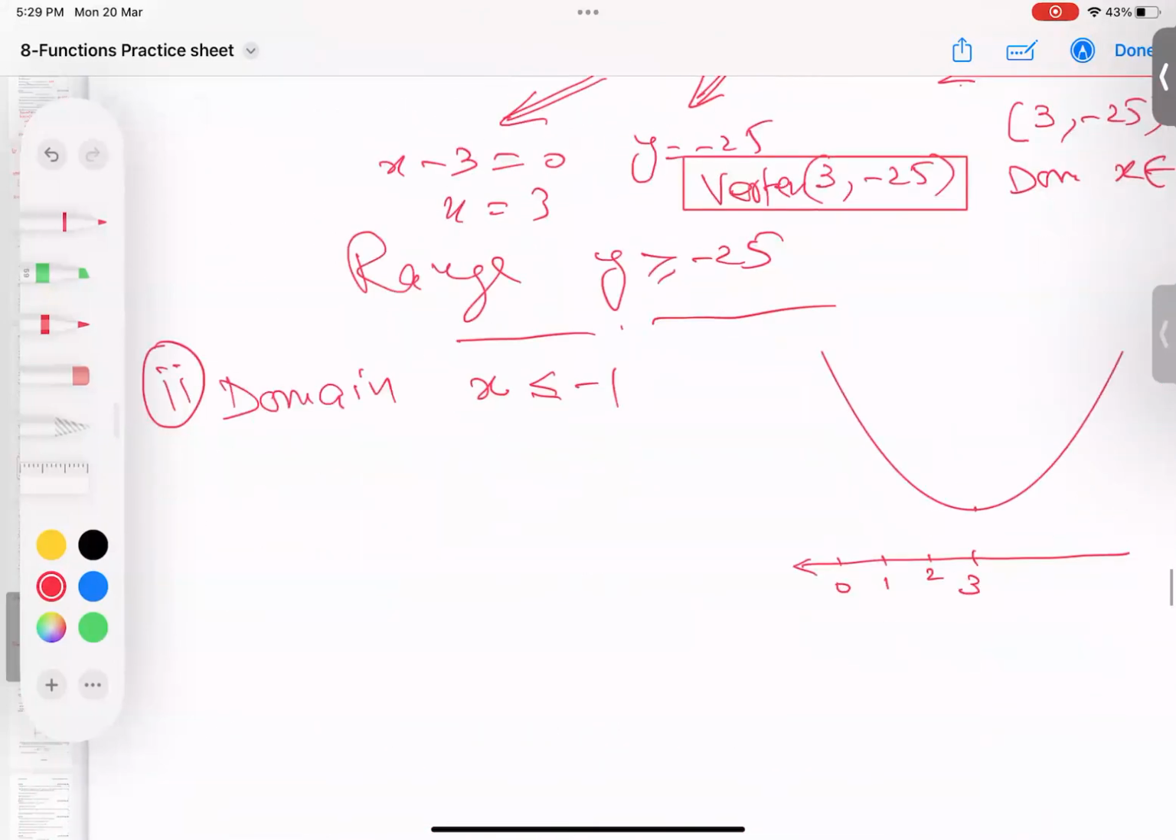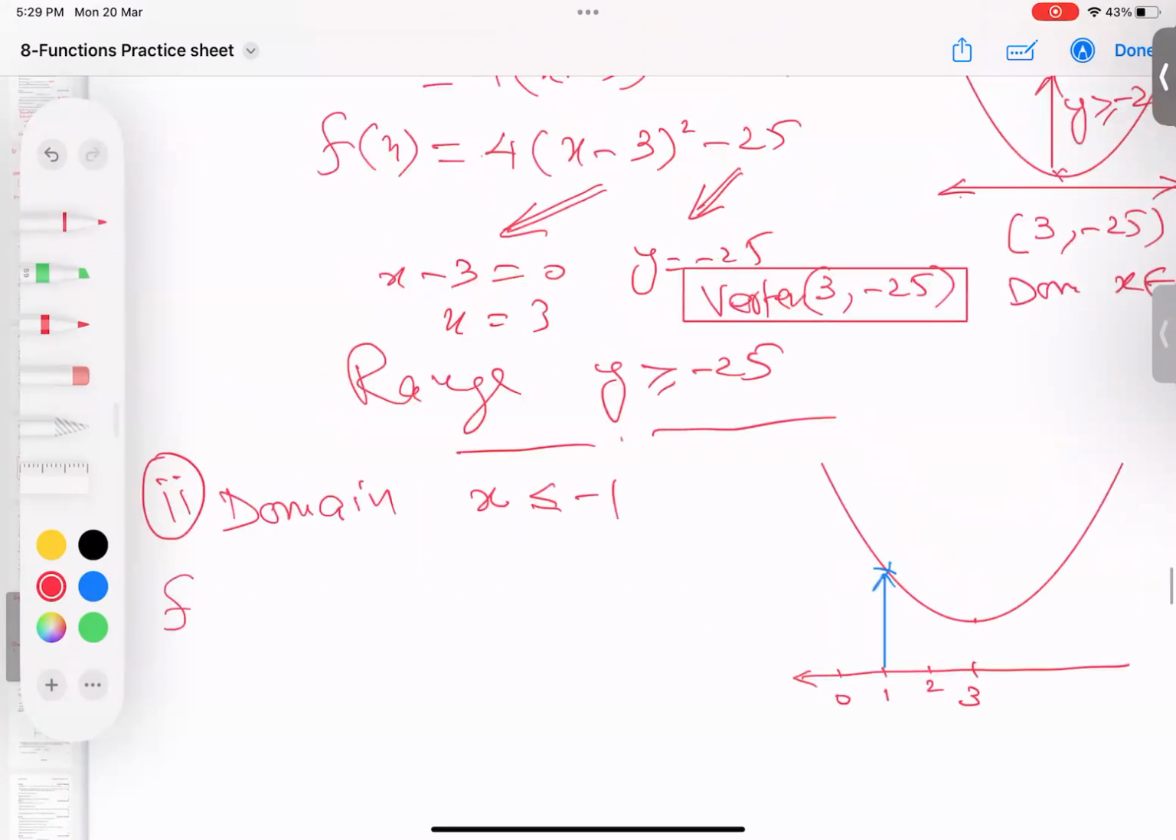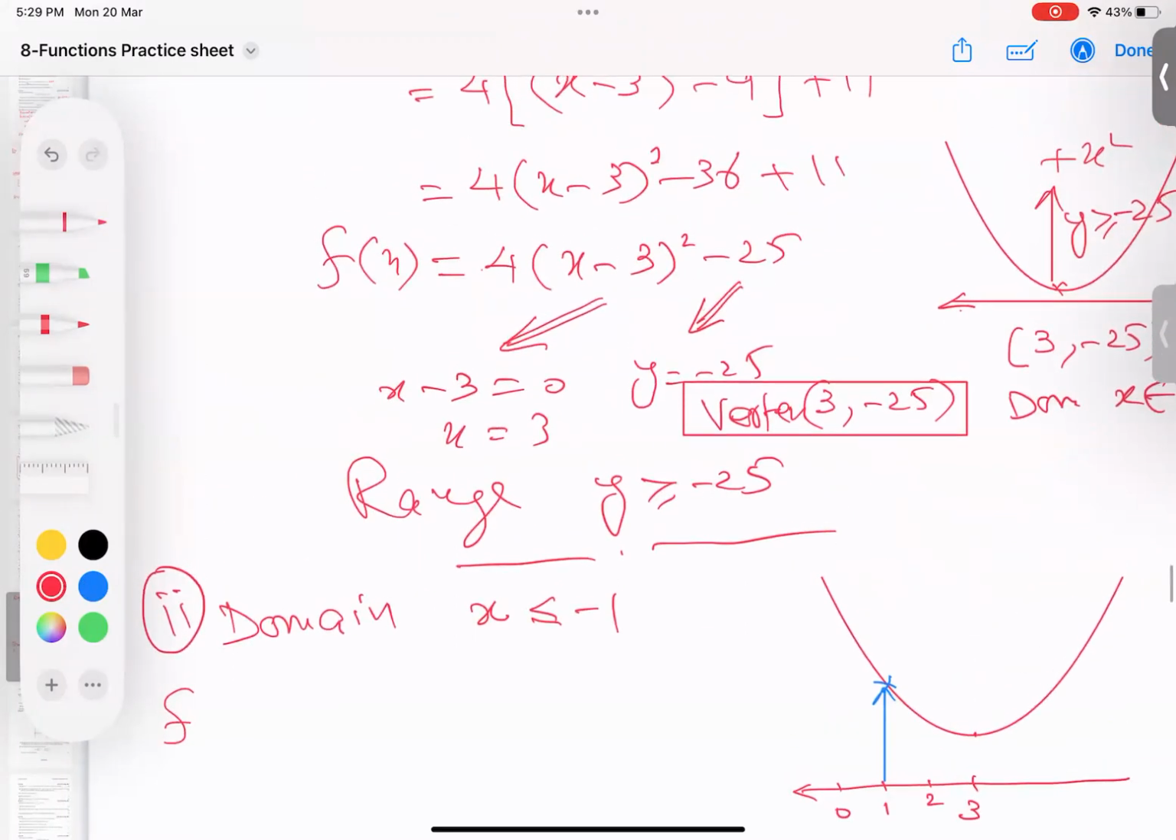Okay. So if 1 is there, I will check it. I will check it from here, go up, and stop here. Check what this y value is. This y value is very important to find. So at 1, I will find it. So this 1, I will plug in here.